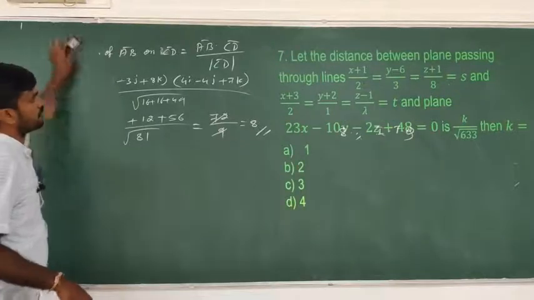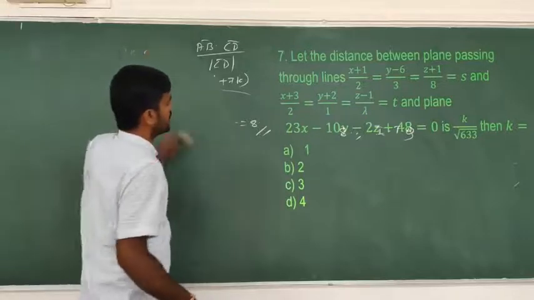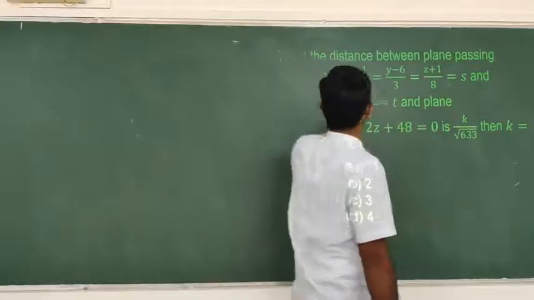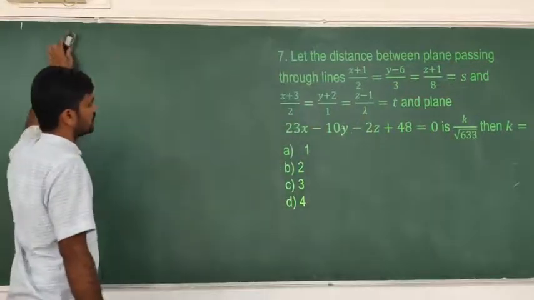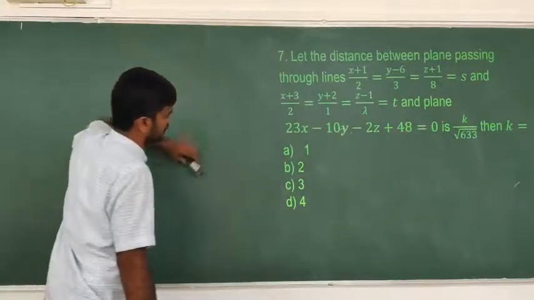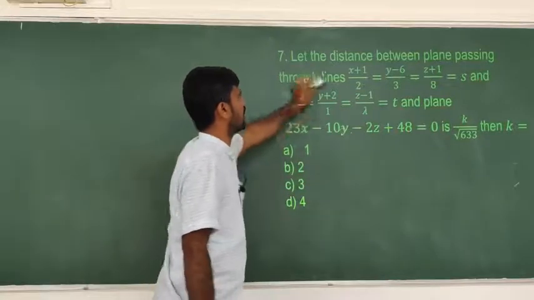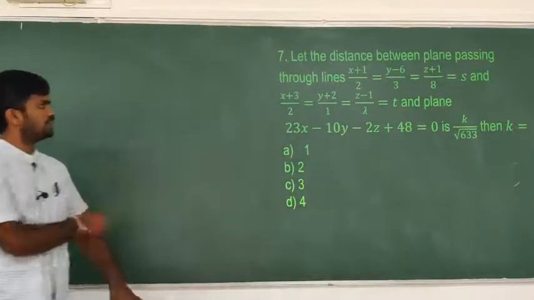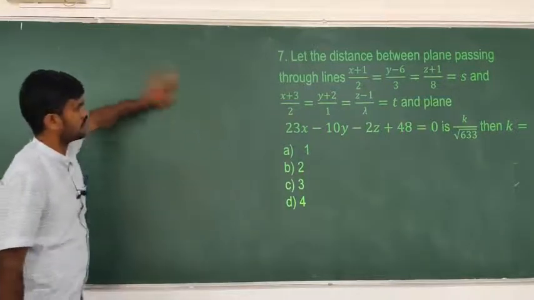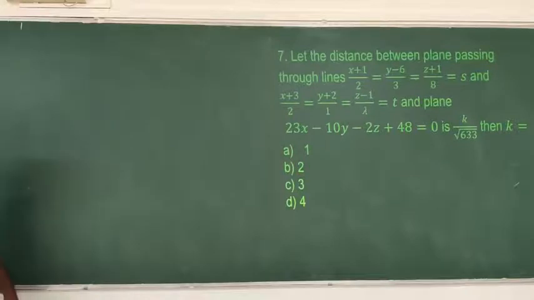Let the distance between the plane passing through the lines (x plus 1)/2 is equal to (y minus 6)/3 is equal to (z plus 1)/8 is equal to s, and (x plus 3)/2 is equal to (y plus 2)/1 is equal to (z minus 1)/lambda is equal to t, and the plane 23x minus 10y minus 2z plus 48 is equal to 0 be k divided by square root of 633. Then what is the value of k? We are asked to find out the value of k.